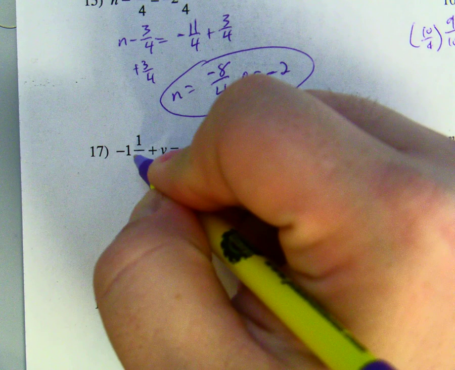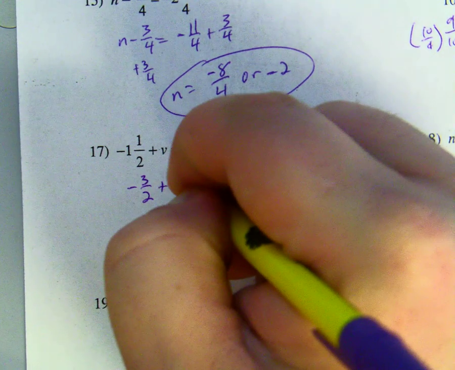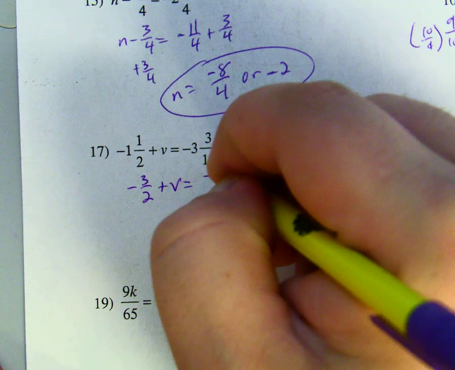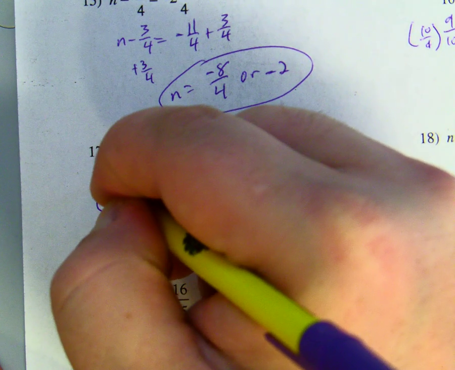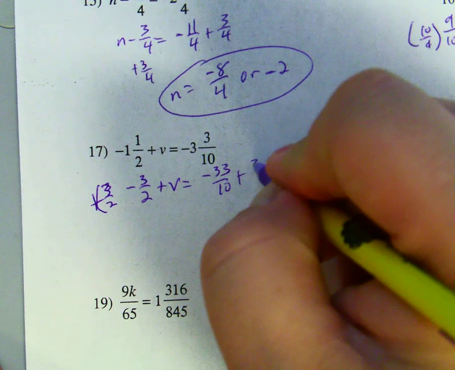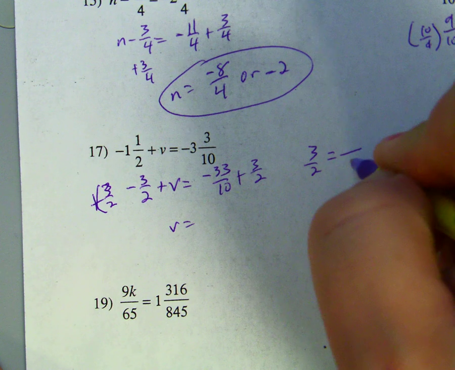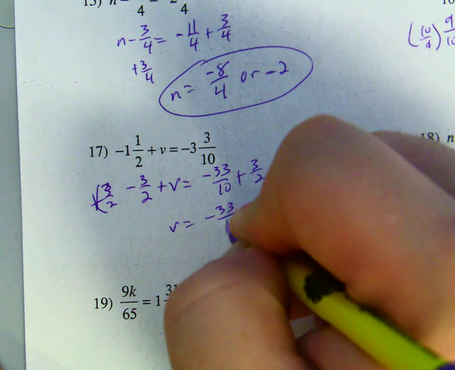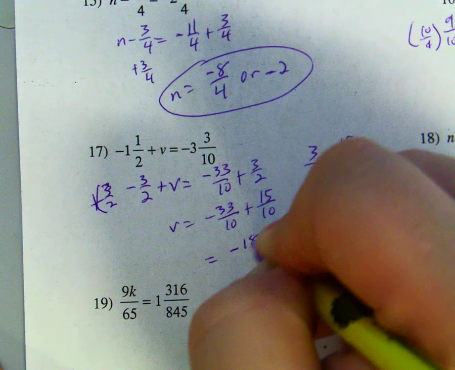All right. Negative 1 times 2 is 2 plus 1 is 3, so that's negative 3 over 2 plus v. 3 times 10 is 30 plus 3 is 33, so you have negative 33 over 10. Add 3 halves to both sides. Sorry, plus 3 halves. 3 halves equals 15 over 10. So you have negative 33 over 10 plus 15 over 10, giving you a difference of negative 18 over 10.